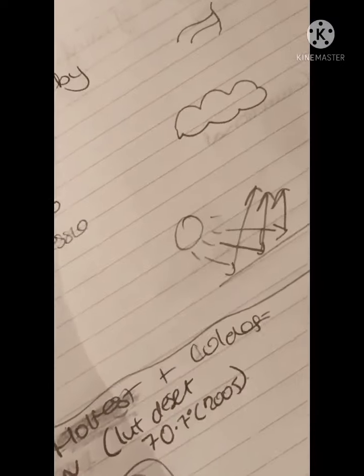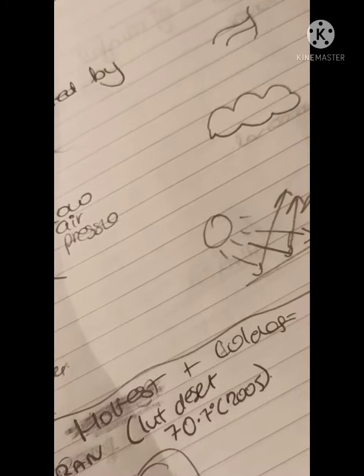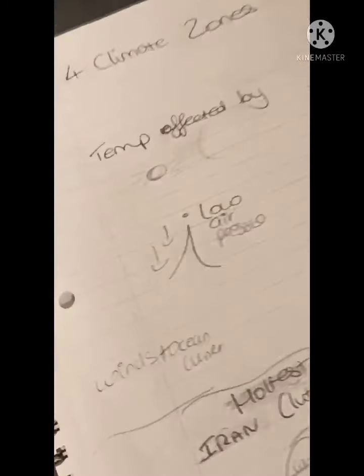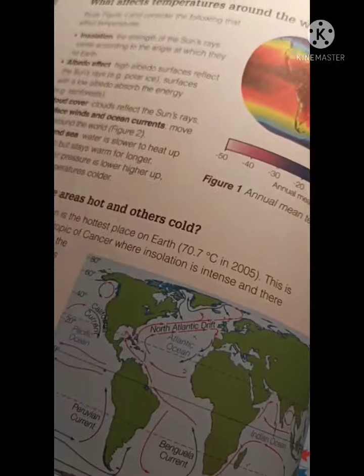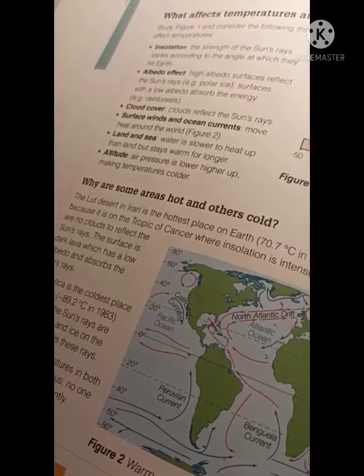Nice. So cloud cover. If it's quite cloudy, then it's probably going to be colder compared to if it's not cloudy, like it was today. It's quite warm, I guess. Cloud cover reflects the sun's rays. Nice to know. So winds and ocean: surface winds and ocean currents move the heat around the world, which is nice to know.